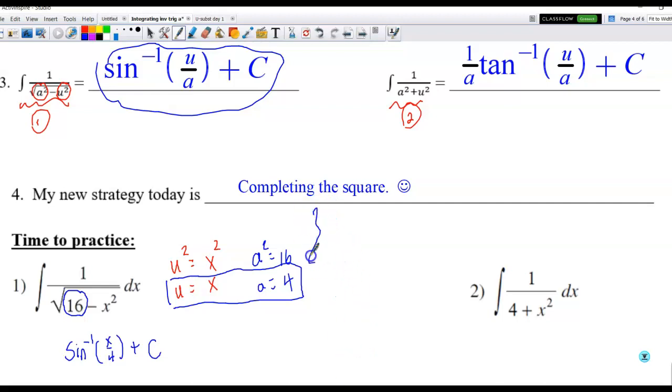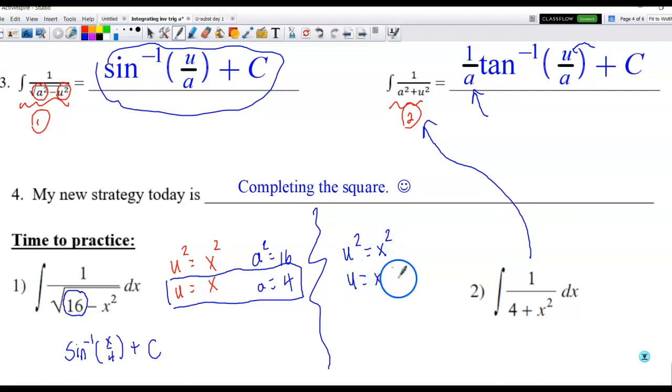In number 2, let's draw a little line there, you can see that 1 over 4, I have a plus, I have the x squared, that fits format number 2. You can see up here that we're going to need to identify the a value and we're going to need to identify the u value. So take it slow and easy. In this case, it's plain x squared, so u squared again is x squared. Take square root of both sides, u is equal to x. A squared, in this case, is equal to 4, therefore a is equal to 2.